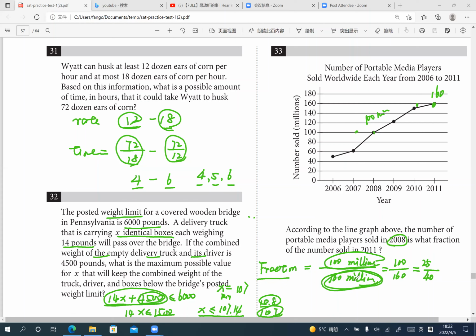So the fraction is equal to 100 million divided by 160 million. Then we divide out the million. We get 100 divided by 160. Then simplified, we get 5/8. That is the fraction required by the question.